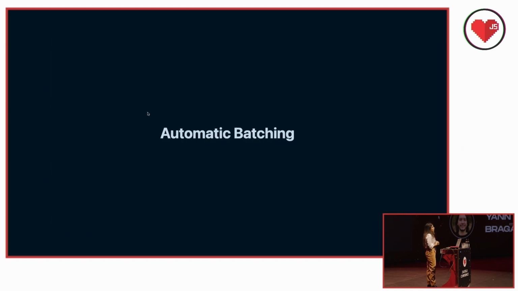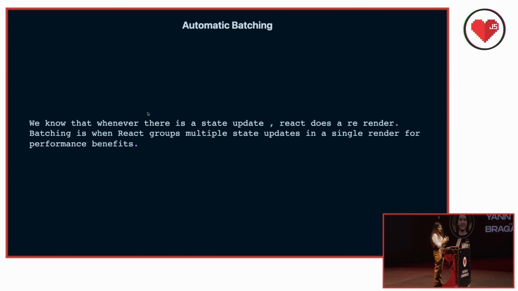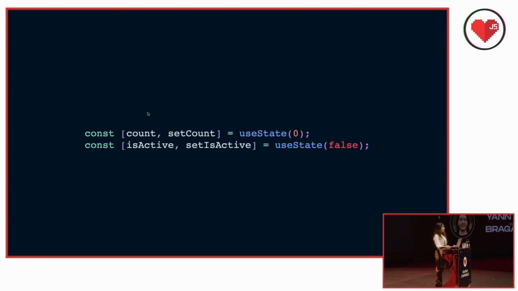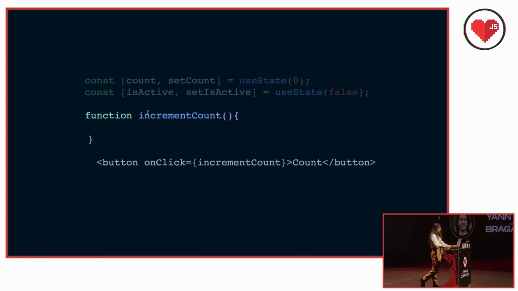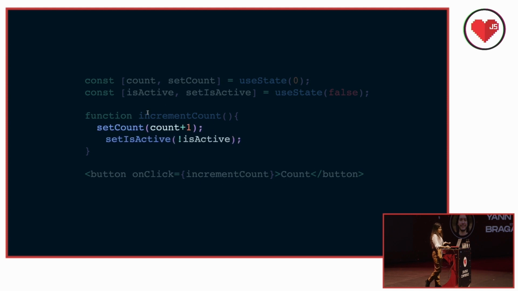So talking about automatic batching. We all know that whenever there is any state update, React does a re-render. And batching is when React groups those multiple state updates in a single render for performance benefits. To understand this better, let's look at an example. Let's say we have two state variables. One is count, and the other one is active. There is an event listener incrementCount, which is attached on the button click. And what it does is that it updates both the two states.